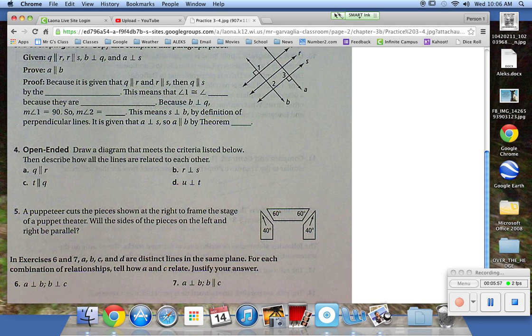Let's take a look at number 5. A puppeteer cuts the pieces shown at the right of the frame, these pieces right here, at a puppet theater. Will the sides of the pieces on the left and right be parallel? Are these parallel? Yes. Why?